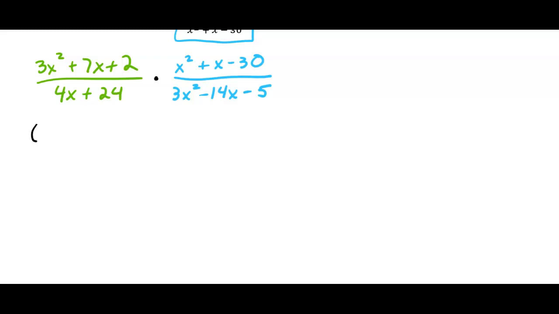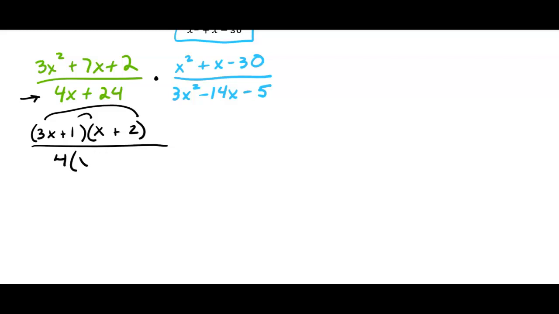Okay, so I'm going to use trial and error. It's going to be 3x and x. I'm going to need the 2 here and the 1 there. They're both going to be positive. And why does that work? Because I get a 6x and a 1x that will make the 7x. In the denominator, I have a greatest common factor of 4. So we're going to take that out.